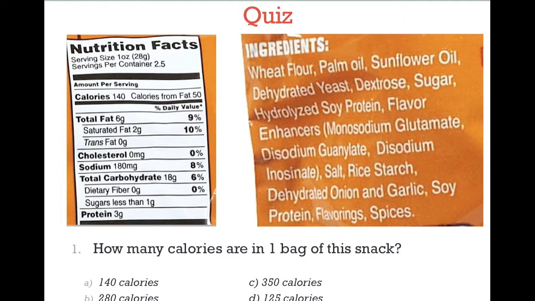Now let's see what you've learned today. Using the food label of an Osem Bisli barbecue flavor snack to answer the following questions, let's see how many questions you can get right.